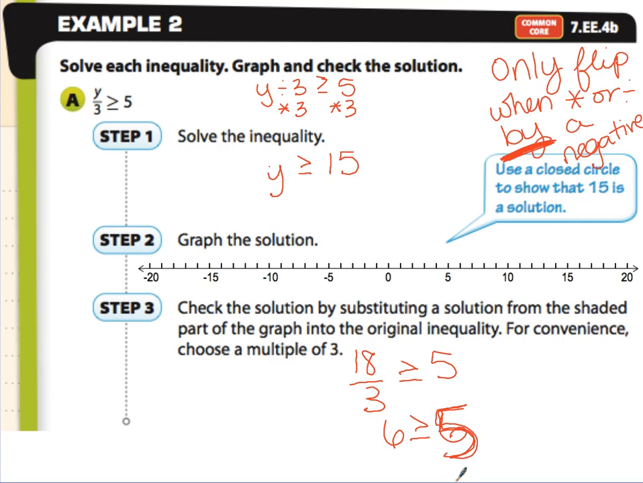It's a greater than or equal to symbol, so I know it's a closed dot on 15. It's greater than or equal to, so it's going to point to the left, and then I draw my arrow. I'm sorry, point to the right. I don't know my directions today. Point to the right.